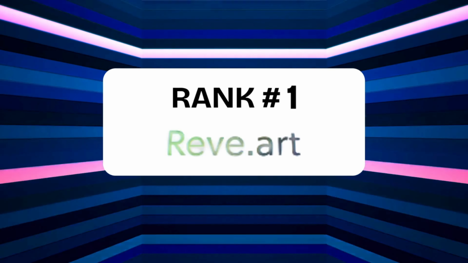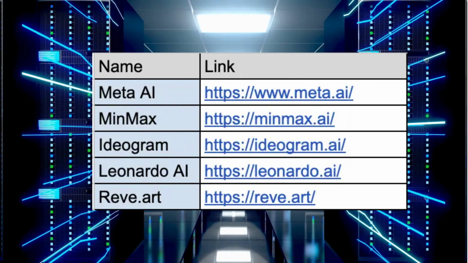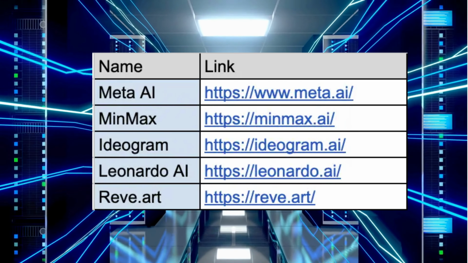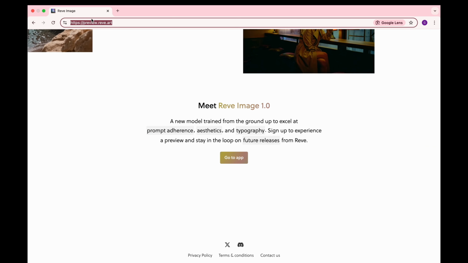The image AI generator tool I rank number 1 is called Rave.art. I've shared the link of this and all the AI image generator tools I've discussed in the video in the description box. By clicking on it, you can directly reach the right page.